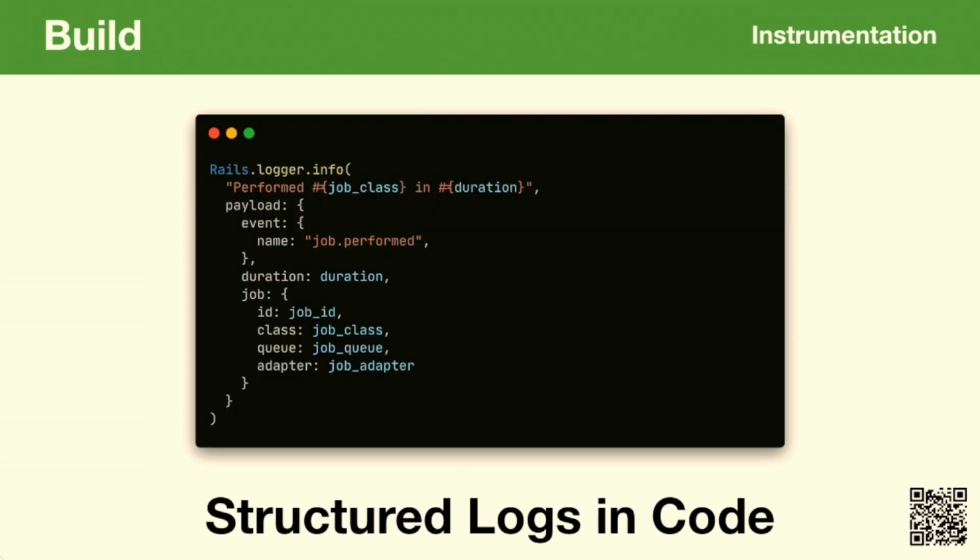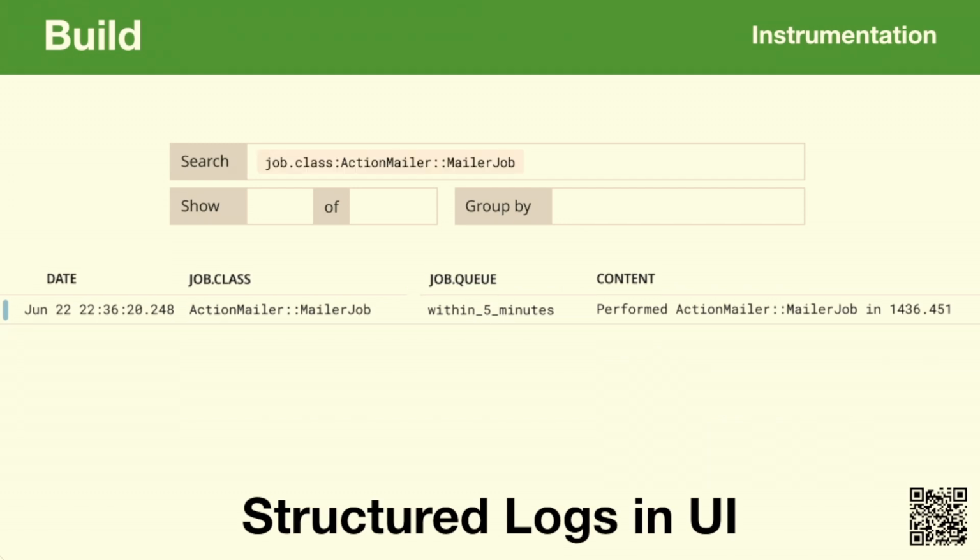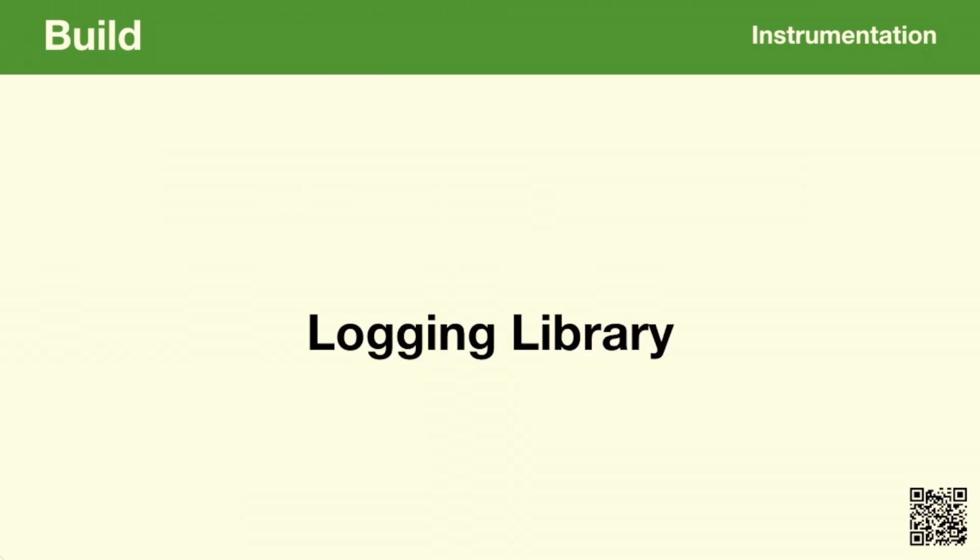What we want is structured data attached to the log. And this is a bit like fields in a database, really. So we know how to filter, search, sort, group on fields in a database. So this is great. This is what it looks like in the UI. You can see we've got different columns for the different attributes. And so now we can say, show me everything with a specific job class within a specific queue. Awesome. This is nice. We like this.